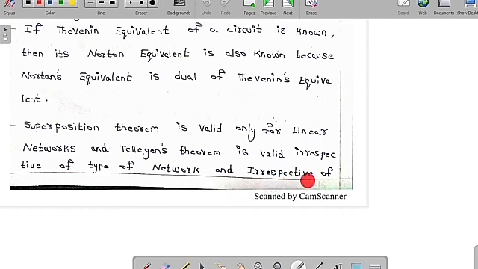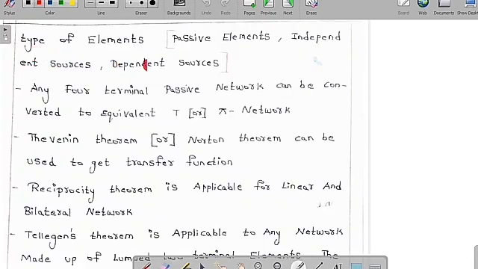The superposition theorem is valid only for linear networks, and the duality theorem is valid irrespective of the type of network and irrespective of the type of element. No matter what the type of network or element, the duality theorem is always valid. But the superposition theorem is valid only for linear networks, irrespective of the type of element, whether passive elements, independent sources or dependent sources.